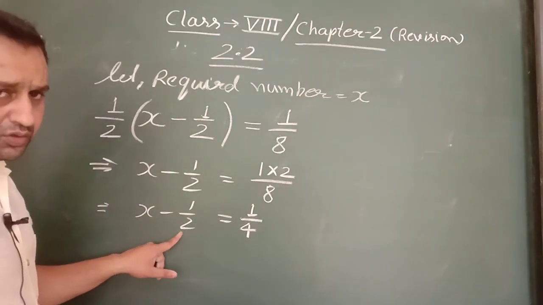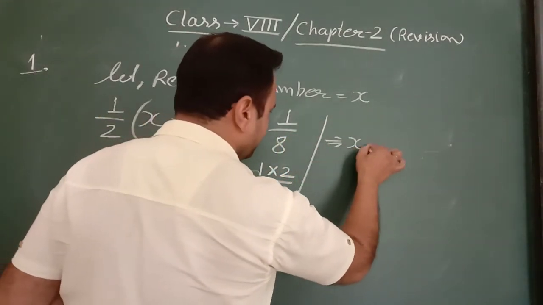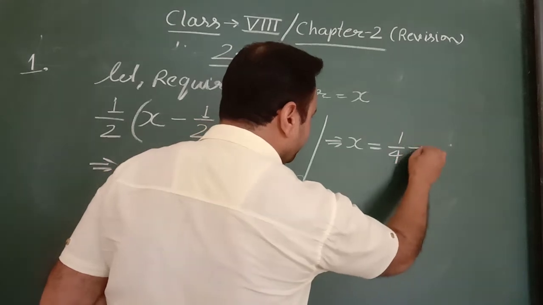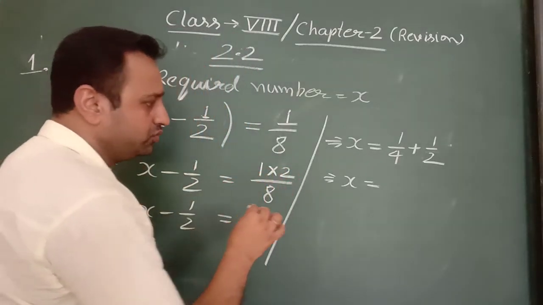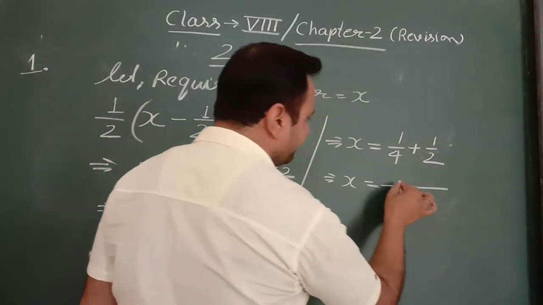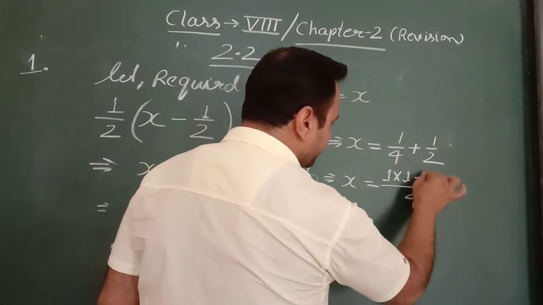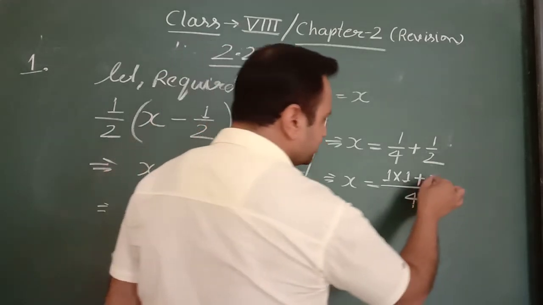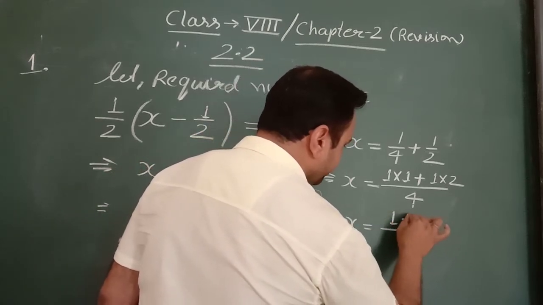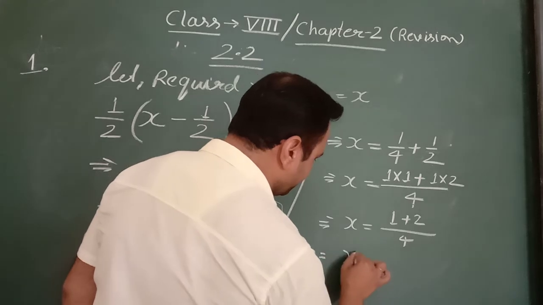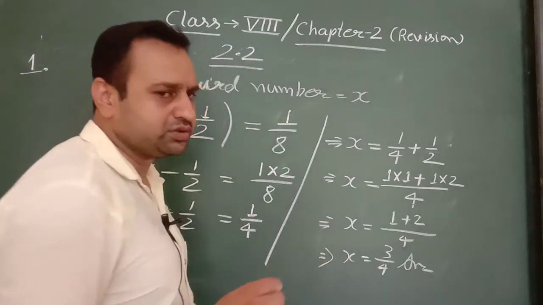Now minus 1 upon 2 we transpose in RHS, 1/4 plus 1/2. What is LCM of 4 and 2? Yes, obviously LCM is 4. Divide 4 by 4 we get 1, so 1 multiply 1. 4 divided by 2 we got 2, so 1 multiply 2. So 1 plus 2 upon 4. So answer of x is equal to 3/4. It's the answer. So required number equal to 3/4.